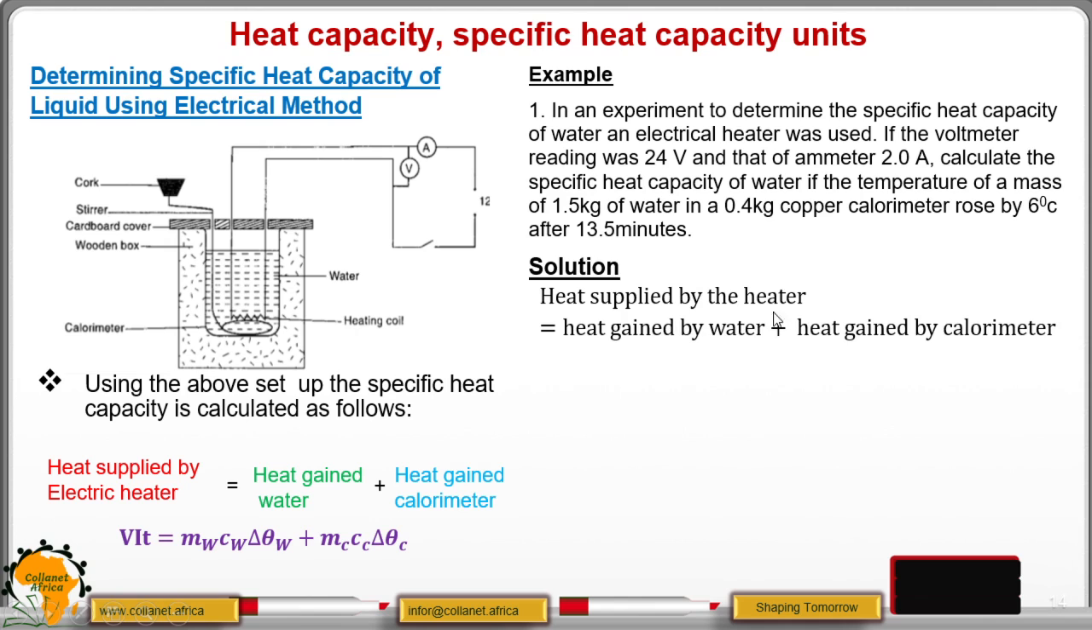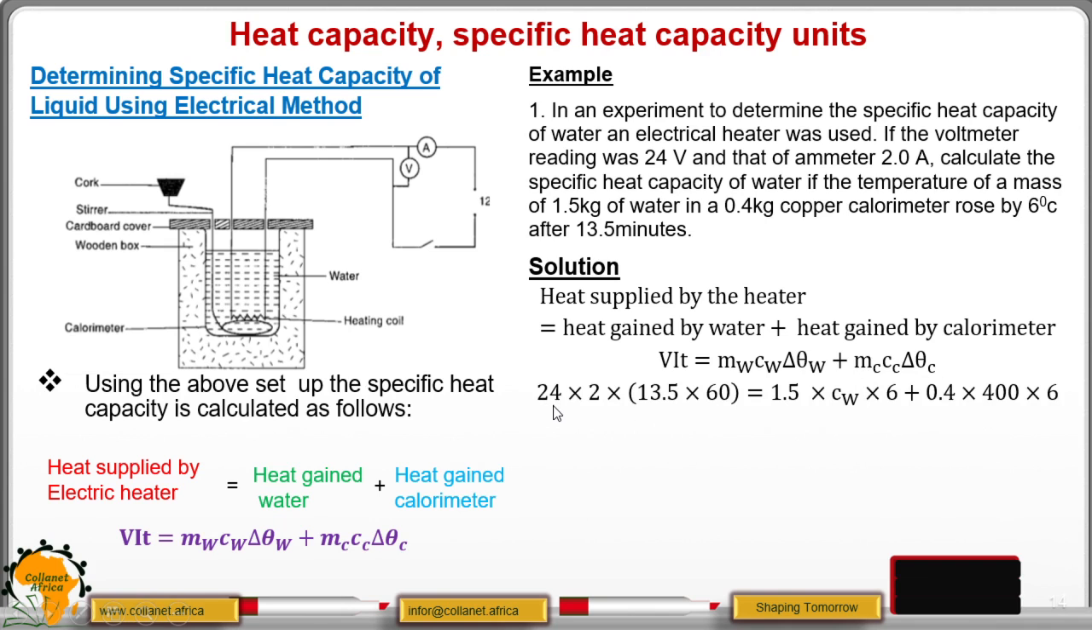Heat supplied by the heater should be equal to heat gained by water plus heat gained by calorimeter. We have that VIT is equal to mass of water multiplied by specific heat capacity of water multiplied by the change in temperature, plus mass of calorimeter multiplied by the specific heat capacity of calorimeter, then the change in temperature. Then we key in the values. V is 24, the current is 2, then the time is 13.5 minutes. So we have to multiply by 60 to convert that into seconds.